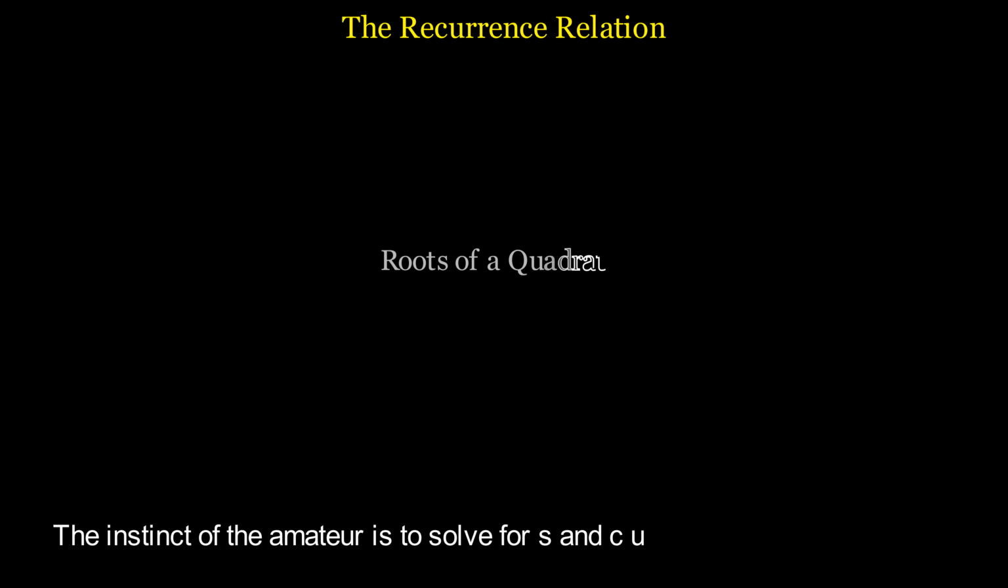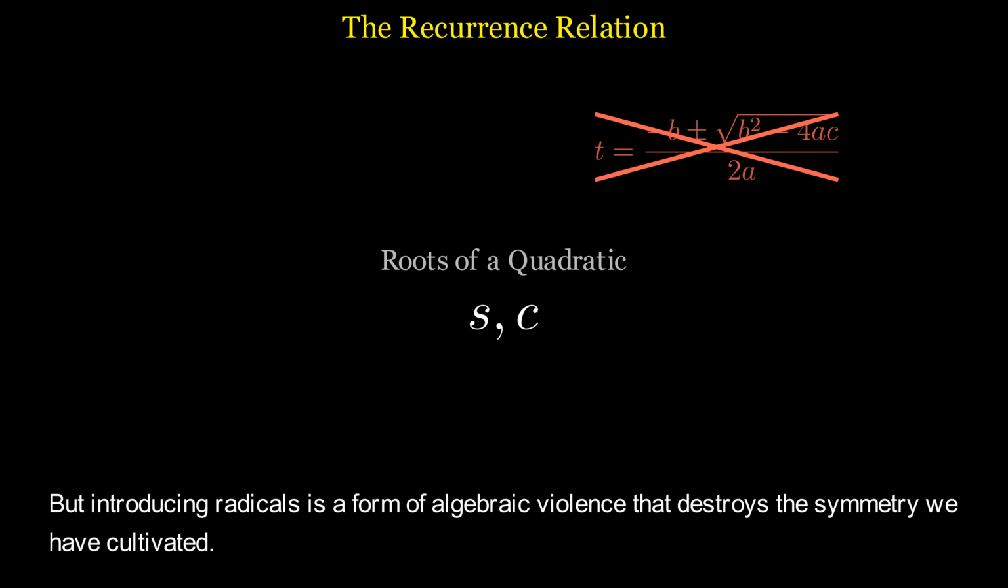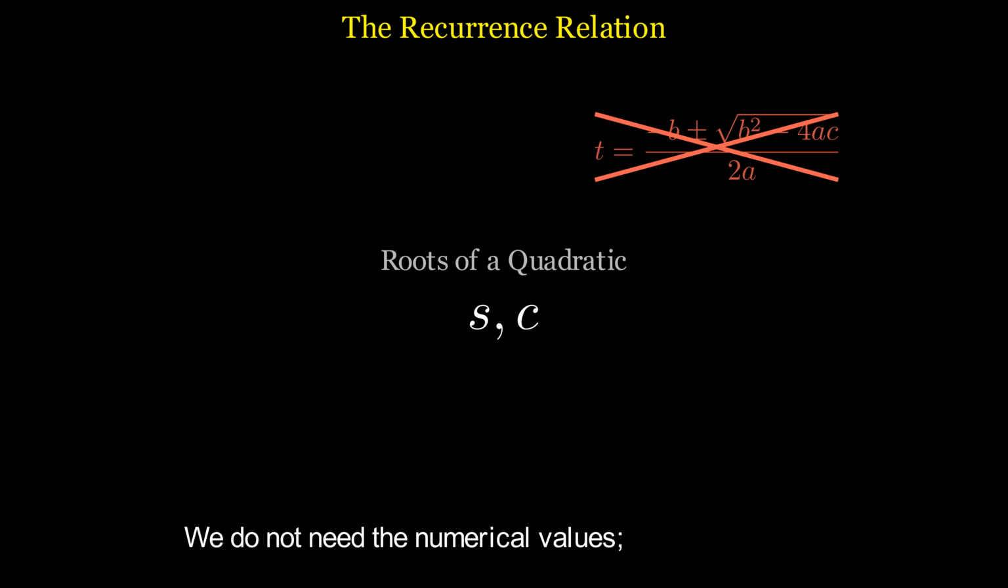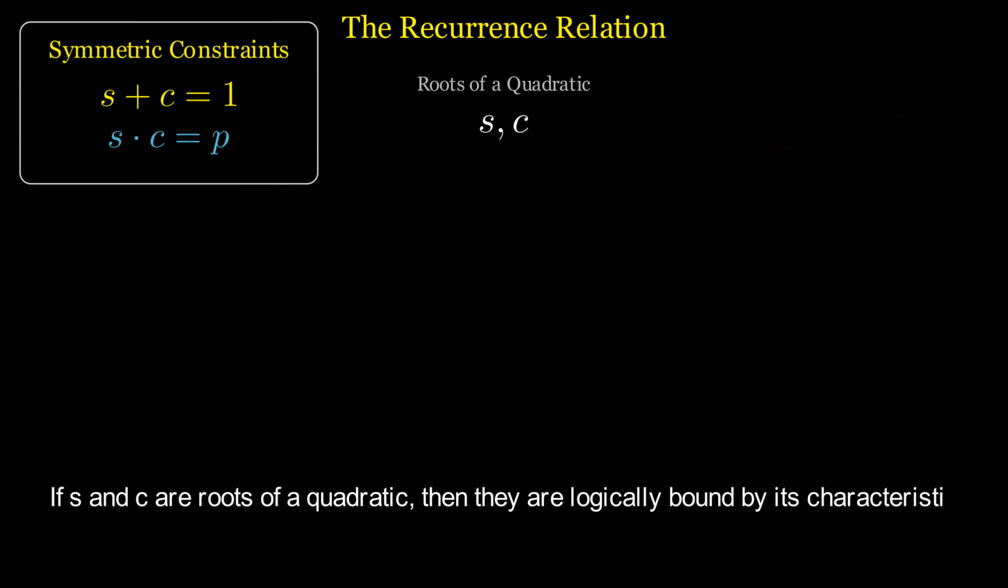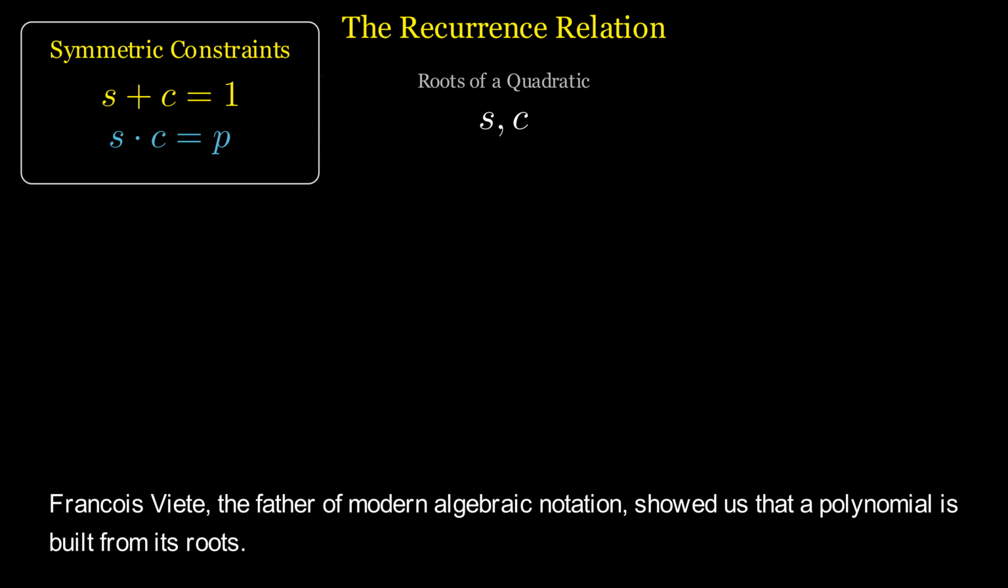The instinct of the amateur is to solve for S and C using the quadratic formula, but introducing radicals is a form of algebraic violence that destroys the symmetry we have cultivated. We do not need the numerical values. We need the law. If S and C are roots of a quadratic, then they are logically bound by its characteristic equation. François Viète, the father of modern algebraic notation, showed us that a polynomial is built from its roots.